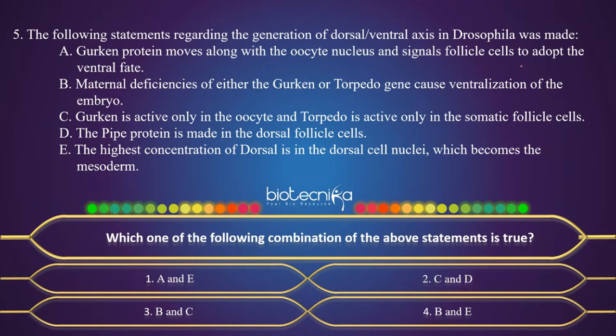Mahima, pipe synthesis will be there in ventral site. Correct. As pipe synthesis is inhibited, no, Gurken and torpedo will stop the synthesis of pipe, Mahima, okay? Dorsal does ventralization of dorsal side, Romy. Okay? Dorsal will do ventralization of dorsal side, not ventral. Oh, sorry. Yes. You mean at the ventral site. Correct. At the ventral site.